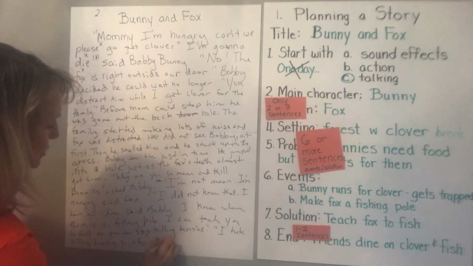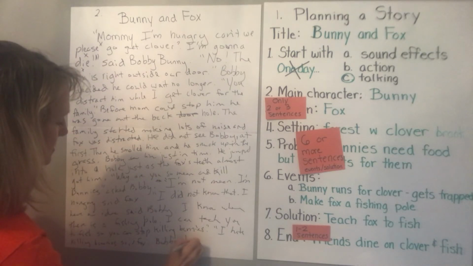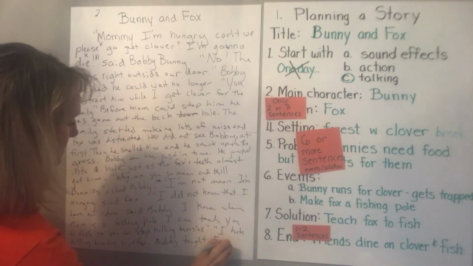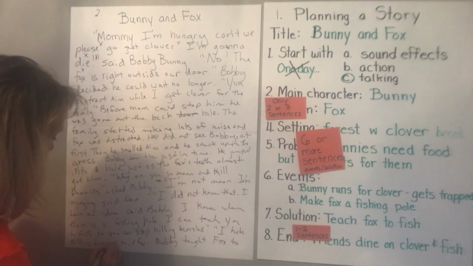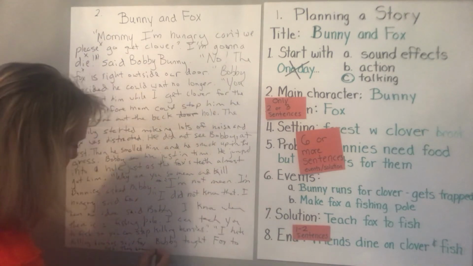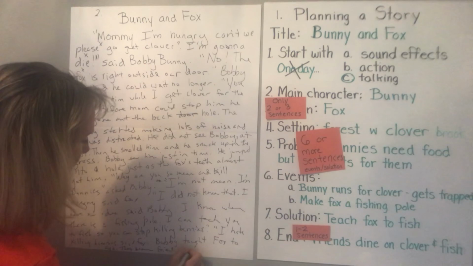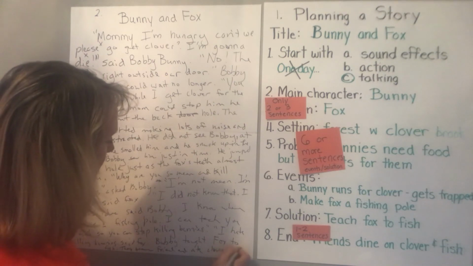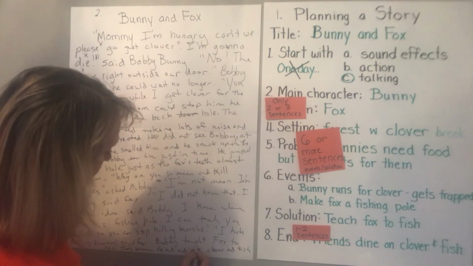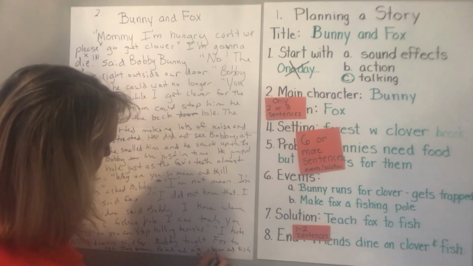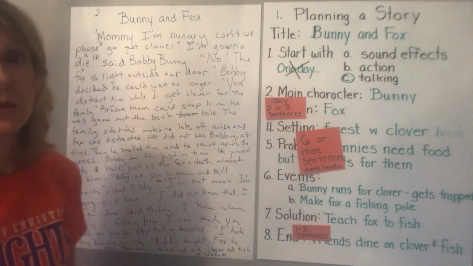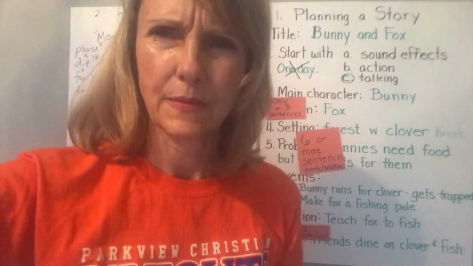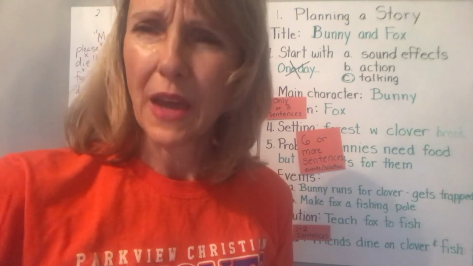So Bobby taught Fox to fish. And then I run out of space. They became friends. What did they end with? And ate clover and fish to celebrate. Now, that is the end of my rough draft, and I will come back to it to revise it later.